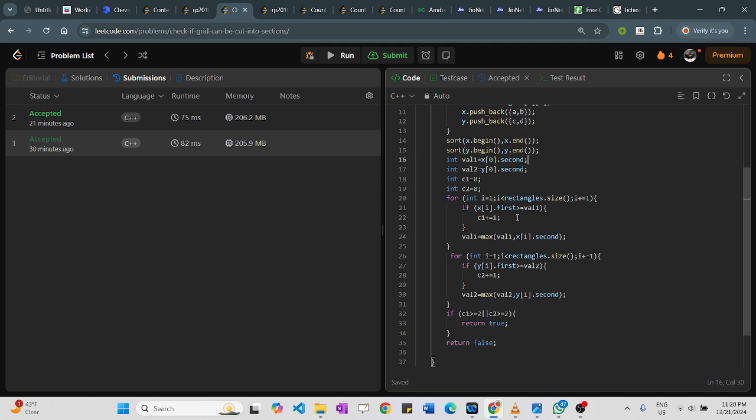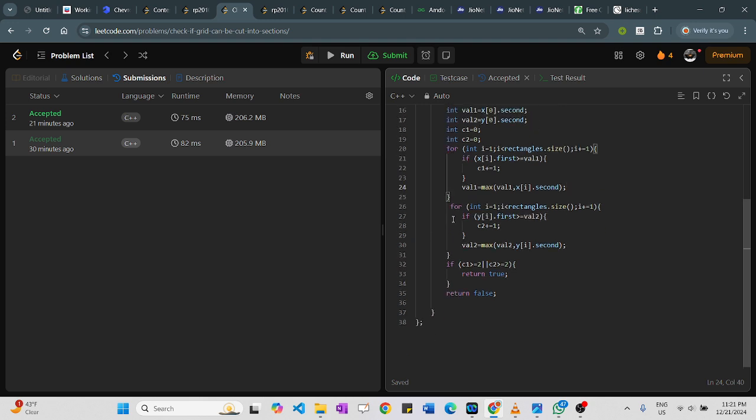Like if x of i dot first is greater than or equal to val1, which is the previous end x coordinate of the rectangle, then yeah, we are good to go, and then we'll increase the count. Like we can do the partitioning here, and we'll always be maintaining this maximum of val1 comma x of i dot second, and similarly we'll be doing it for the vertical one.